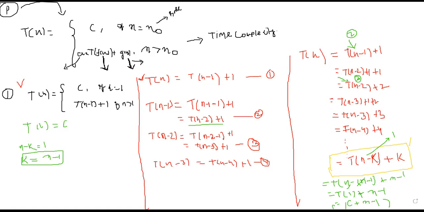If you take the order of this, the bigger of this, it will be order of 1, a constant, and n minus 1. What is the bigger function? The bigger function is n. So what is the time complexity for this algorithm? This is order of n. Is it clear how we calculated? Yes. Is it clear? Yes, sir.